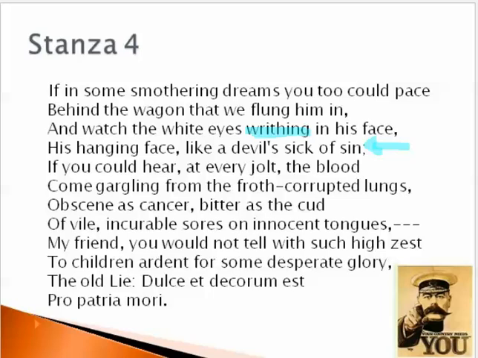If you could hear at every jolt the blood come gargling from the froth-corrupted lungs, obscene as cancer, bitter as the cud. And again, we have this stressing of just how bad it was. So we have, you know, these images of devil and cancer, and uses words like bitter and vile. Vile, incurable sores on innocent tongues. And we have this real juxtaposition here, this real contrast between this idea of incurable sores and innocent tongues. So who would be the innocent tongues?